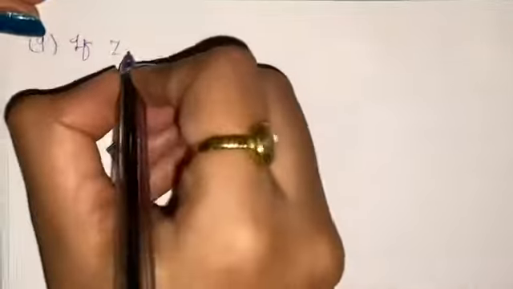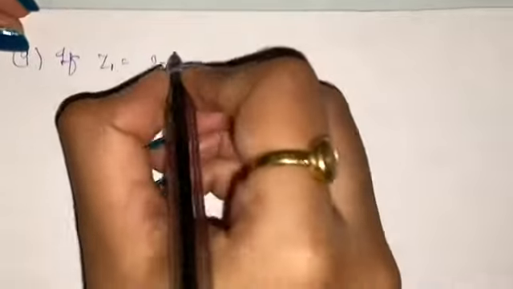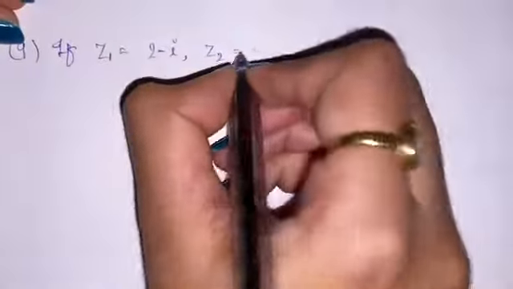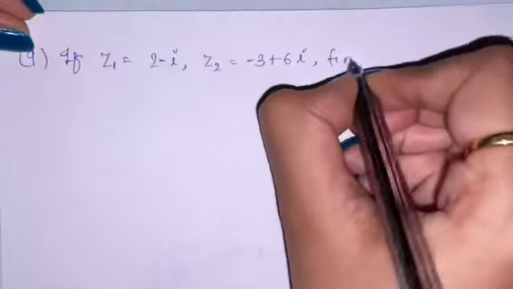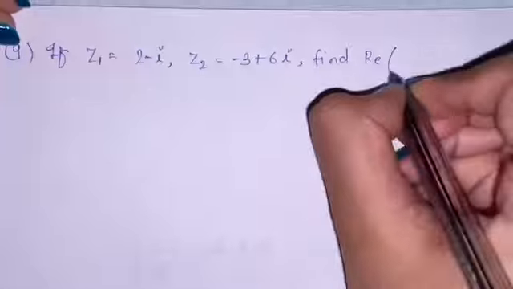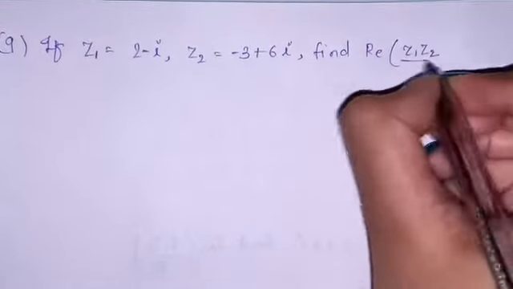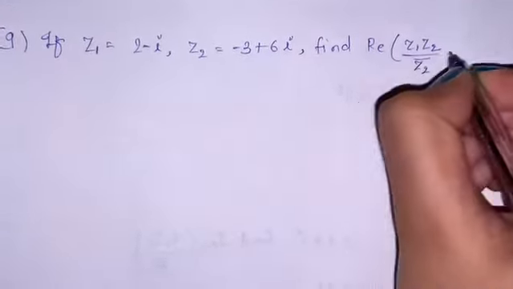Number, what was the number? You just write down by yourself. Number 9 if I am not wrong. Okay, if z1 is equal to 2 minus i, z2 is equal to minus 3 plus 6i, then find the real part of z1 z2 by z2 conjugate.